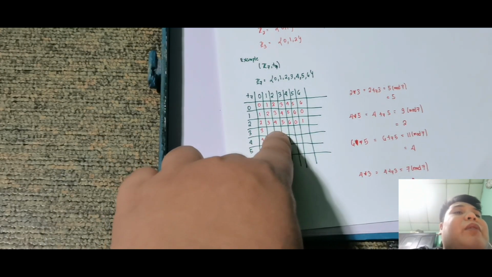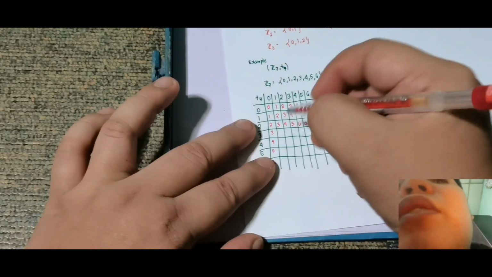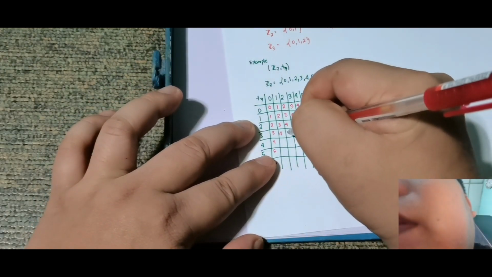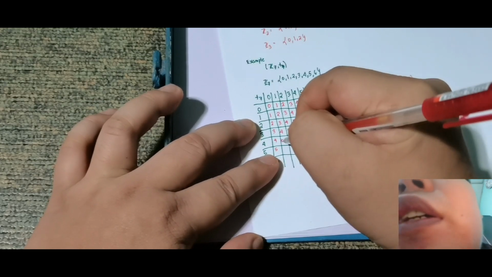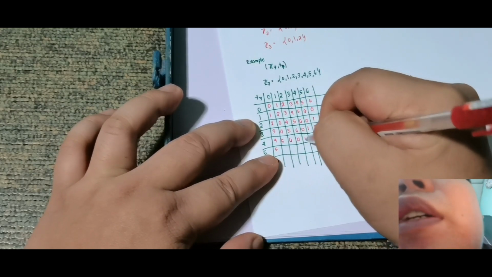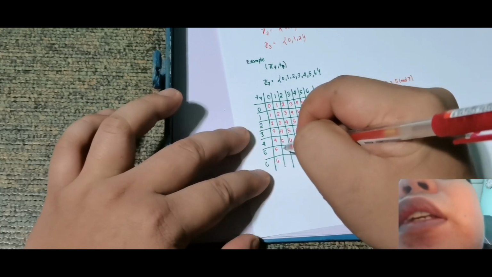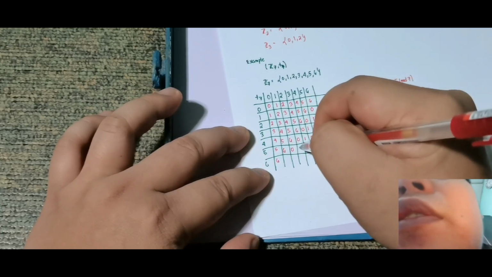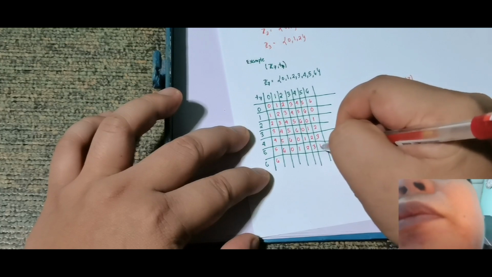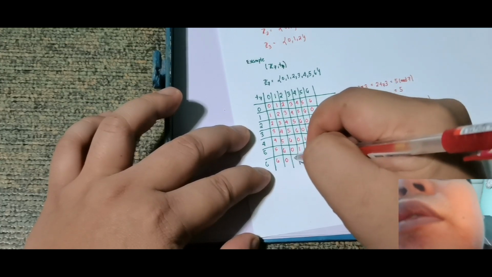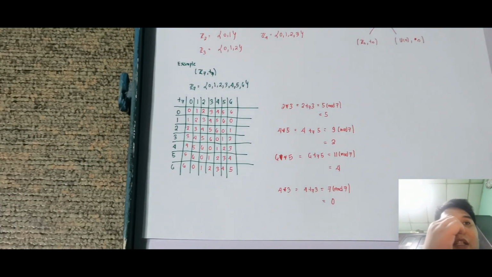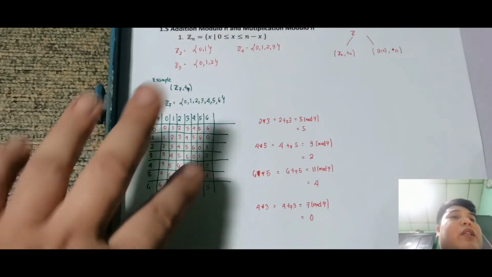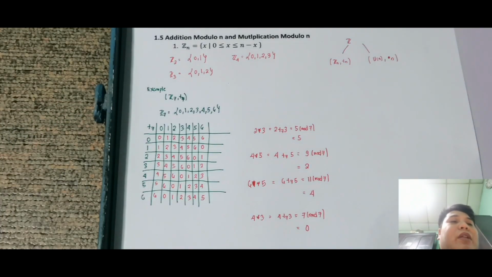So dito 3, 4, 5, 6, 0, 1, 2. No? So kung papansin mo, this is 4, 5, 6, 0, 1, 2. So this is 5, 6, 0, 1, 2, 3. This is 6, 0, 1, 2, 3, 4. Then lastly, this is 0, 1, 2, 3, 4, 5. Okay, so ganun siya kasimple. So nilakihan ko na para makita nyo. So again, ito yung gagawin nyo pag addition modulo 7.